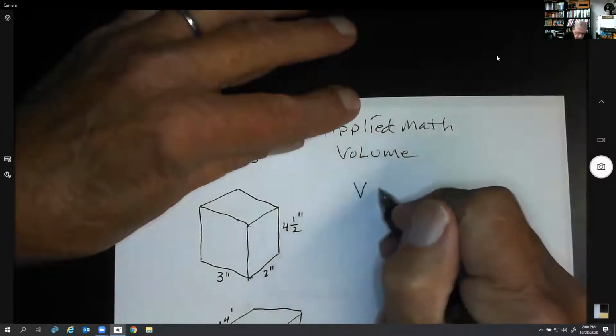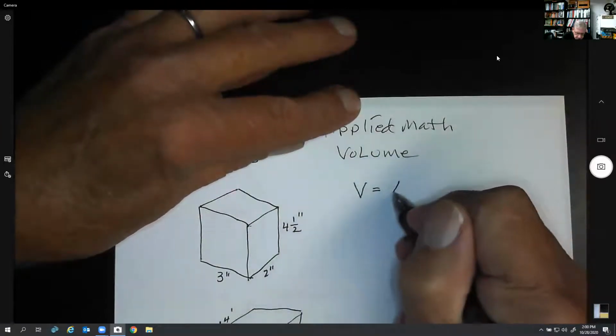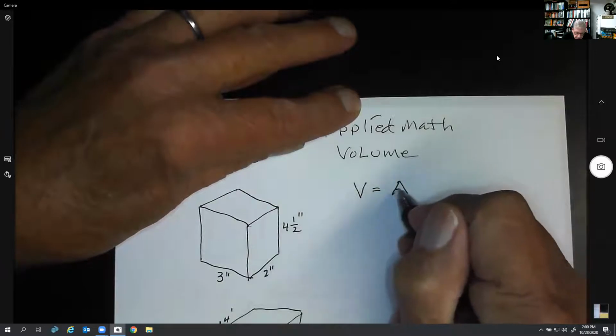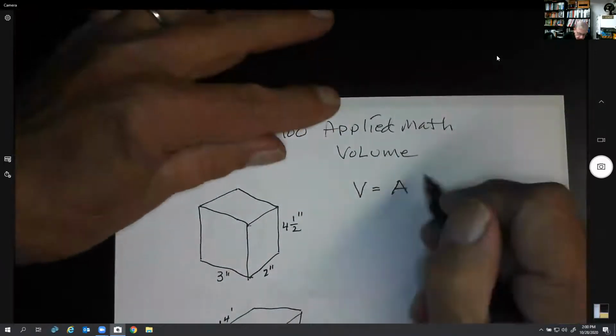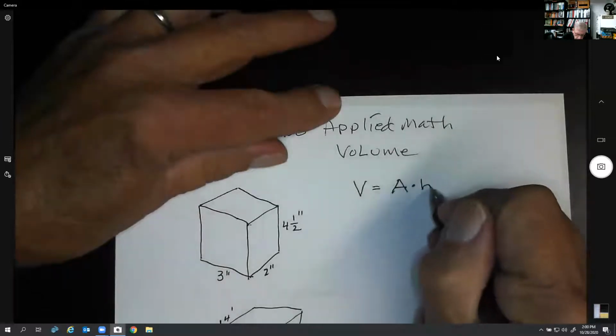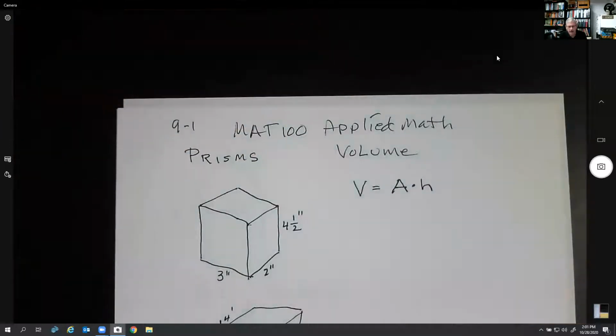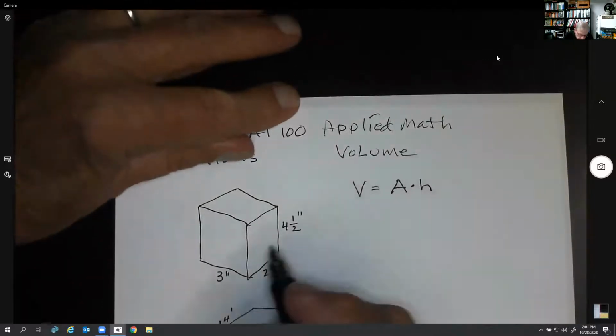The volume equals the area of the base, and I'm just going to put a big A, times the height. So what we do is we figure out the area of the base or the area of the top or the bottom or whatever, and then we multiply it by the height. So let's take a look at some basic ones.